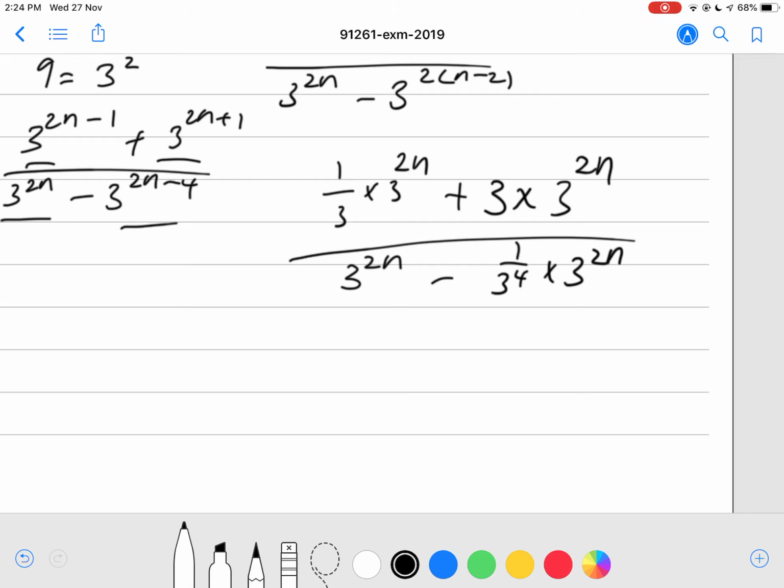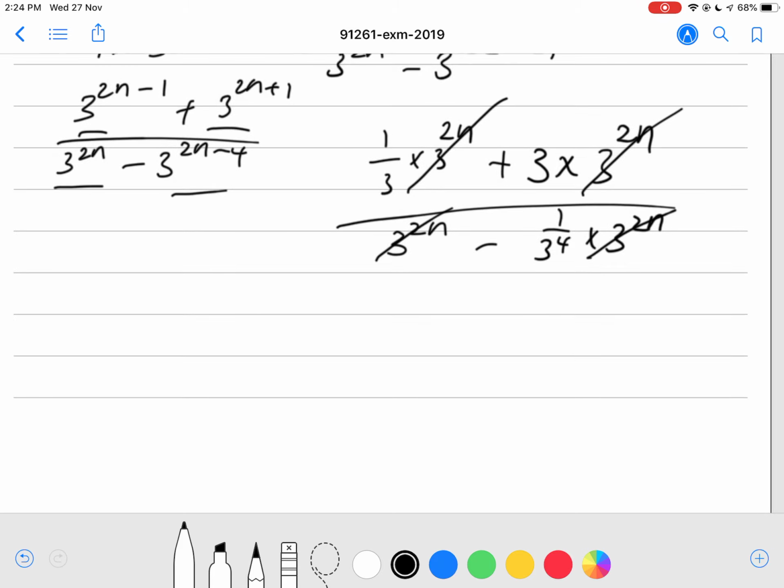Right now we have 3 to the power of 2n as a common factor. We can get rid of all the 3 to the power of 2n's, and we would be left with a very simple formula: 1/3 plus 3, over 1 minus 1 over 3 to the power of 4, which is 81. So that would be the formula you would get. With just a bit of calculator work, you should get your answer as 27 over 8, if I'm not mistaken.